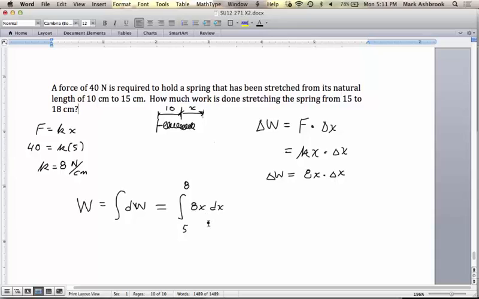So we've got to watch our units here. I just did the whole thing in centimeters. I kept everything in centimeters. This is newtons and this is centimeters. That's not division.